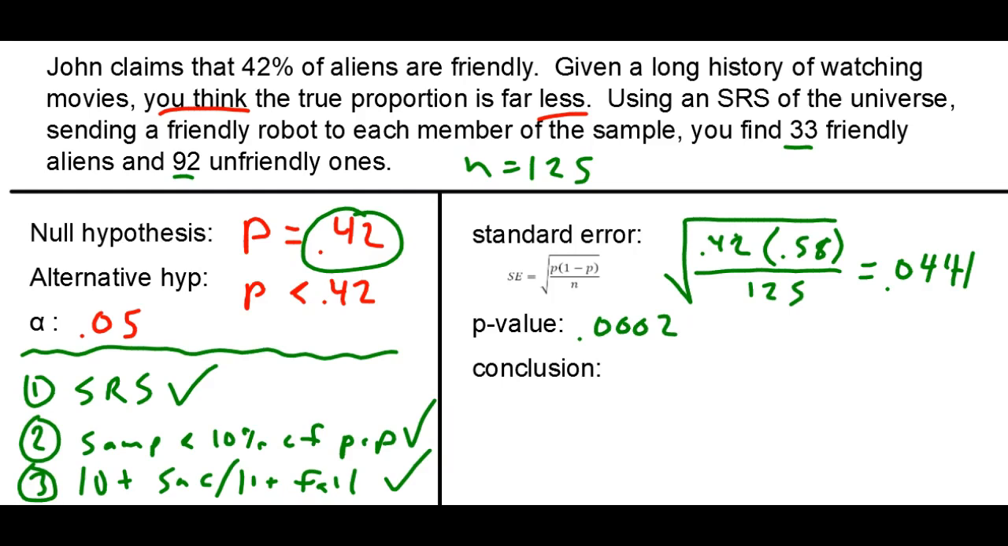So our conclusion in context, are we going to reject or fail to reject? When p is low, in particular, when p is lower than our alpha value, we absolutely will reject. And in this case, it means that if John's claim that 42% of aliens are truly friendly is true, there is a 0.0002 probability or a 0.02% chance of finding results as low as I did. That means that we have a very, very low chance of finding our 33 out of 125 if this claim is true. Therefore, we reject the claim.